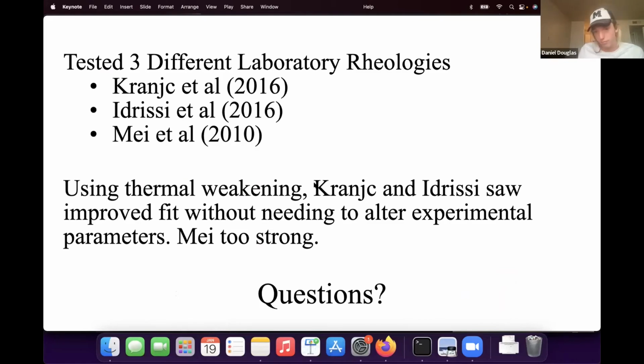And we found that, at least for the Cranch and Adrisi, this method of thermal weakening was able to provide significant improvements to fit along all parts of the chain without needing to alter the laboratory defined parameters. However, the May rheology still proved to be too strong to overcome this weakness using our thermal model. So that is it. And I guess questions will be for later.